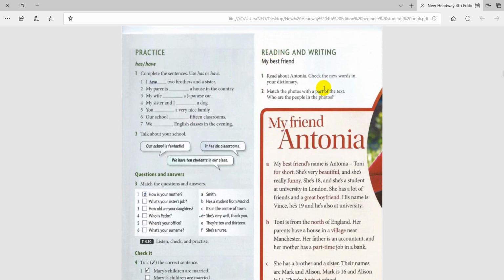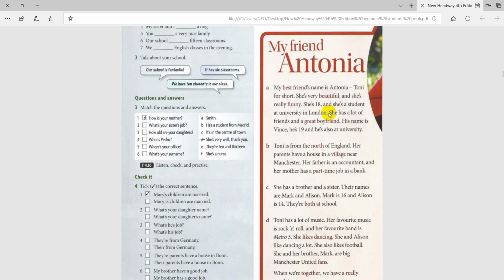Reading and writing, my best friend. Read about Antonia. Check the new words in your dictionary. Match the photos with a part of the text. Who are the people in the photos? My friend Antonia. My best friend's name is Antonia. Tony for short, the nickname, as we said. She is very beautiful. And she is really funny.